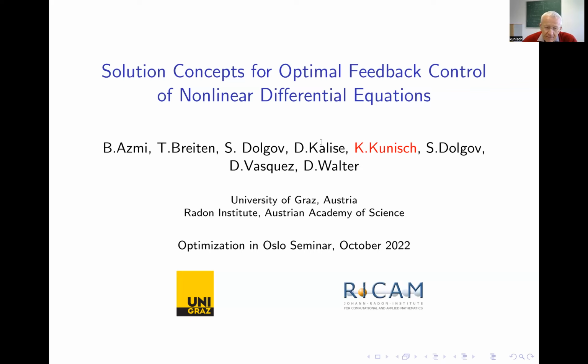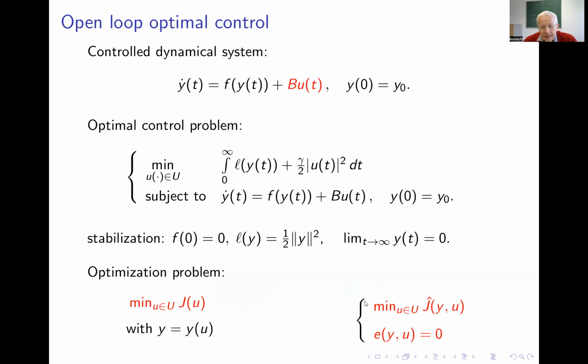Many people around the world are working in these directions, and some of my collaborators are mentioned here on the first slide. I work basically at the University of Graz, but I also have a joint appointment at the Johann Radon Institute of the Austrian Academy of Sciences, which is located in Linz, a city of 200,000 in the north of Austria, between, let's say, Salzburg and Vienna, the two well-known hotspots.